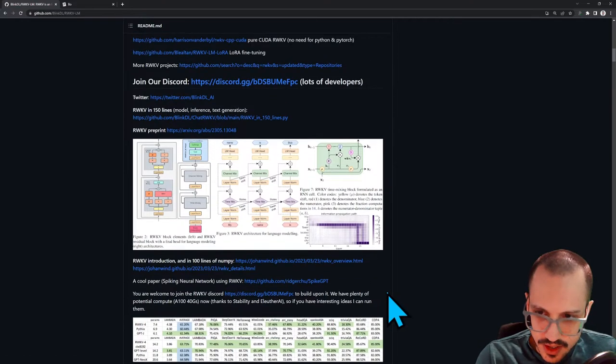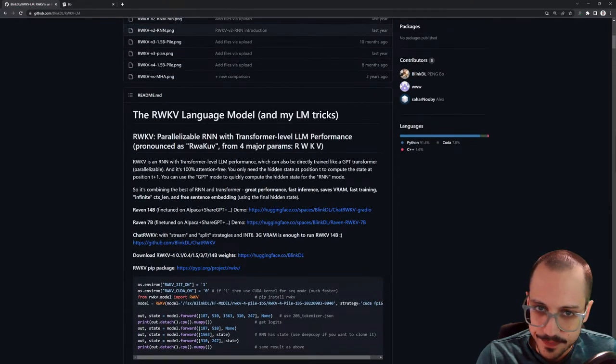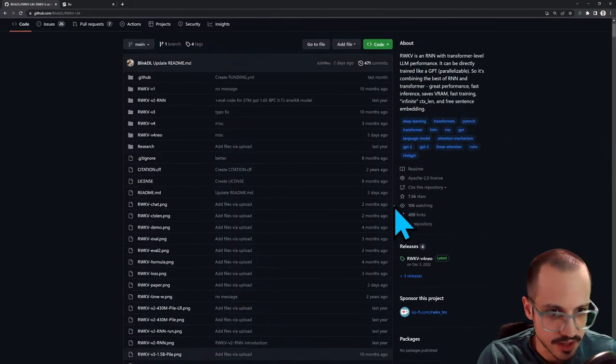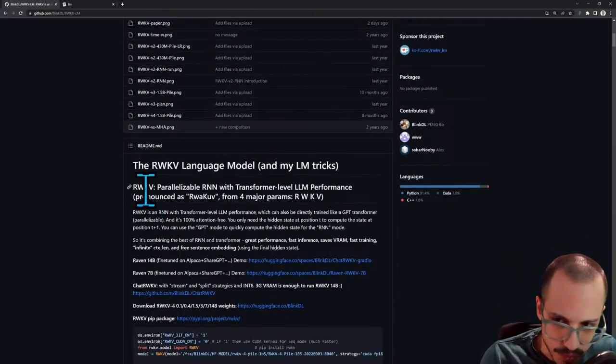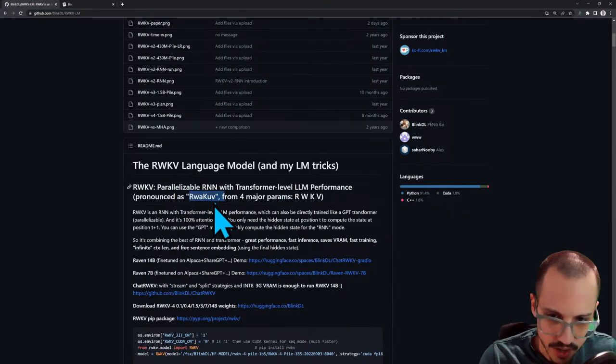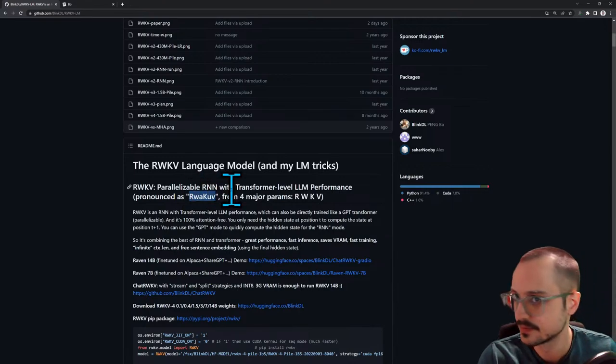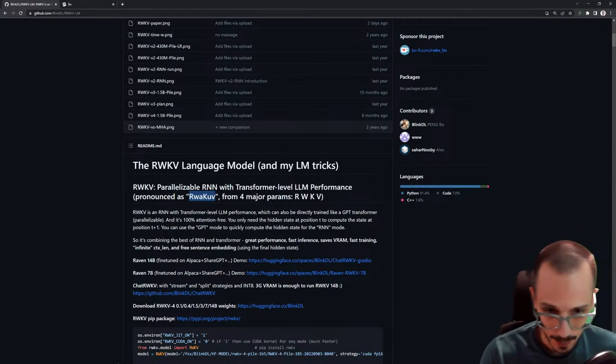RWKV. I was reading this GitHub yesterday, and they have a very popular GitHub, but they have a pronunciation guide here. It's pronounced Rockov. I don't know, it's almost harder to pronounce that than it is to pronounce this. RWKV. Raykuv. I don't know. But I think this summary here is good.